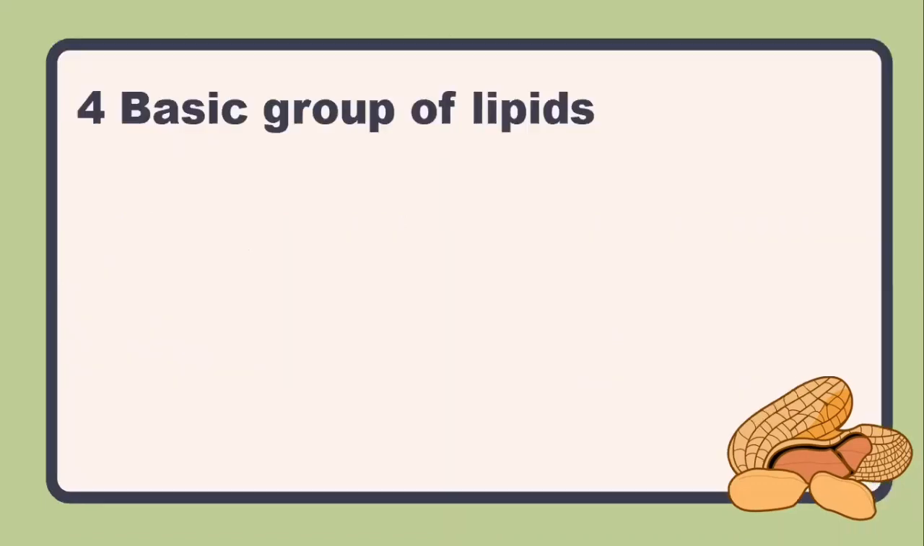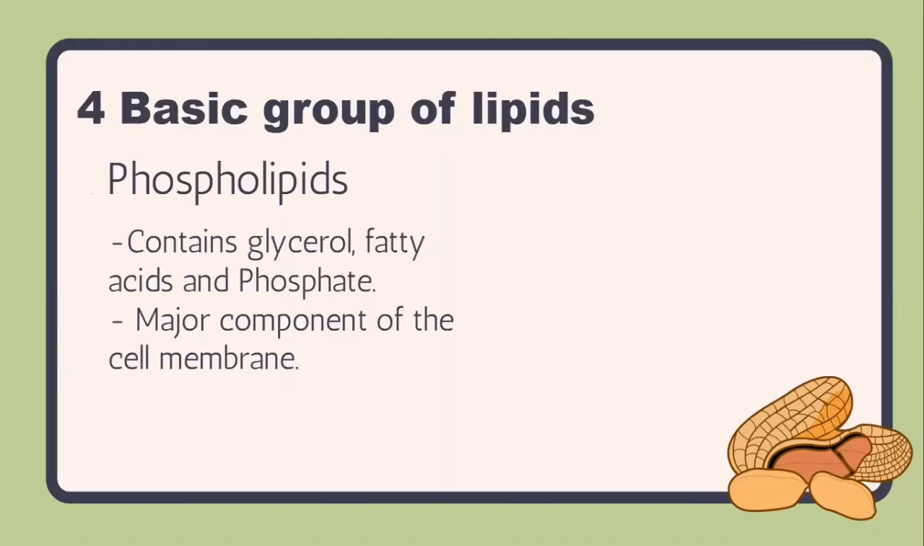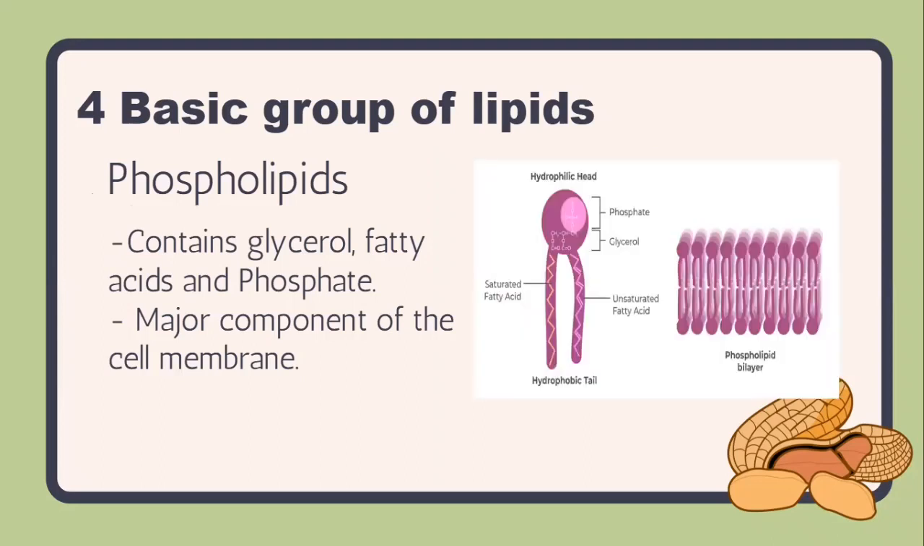Next, we have phospholipids. Phospholipids contain glycerol, fatty acids, and phosphate. So the phospholipid has the head part and the tail part. The head part contains the phosphate group and the glycerol. This head is hydrophilic, which means it is water-loving, while the tail that consists of fatty acid is hydrophobic.